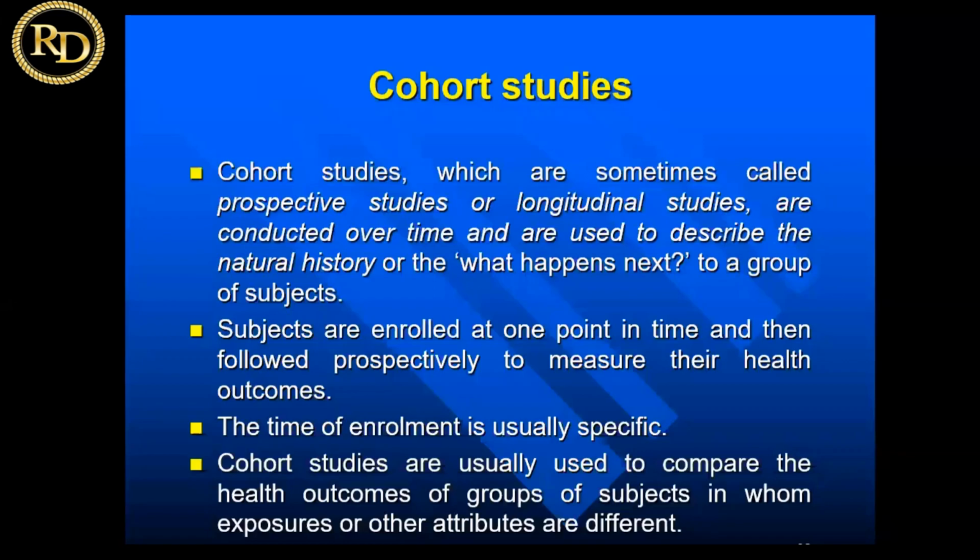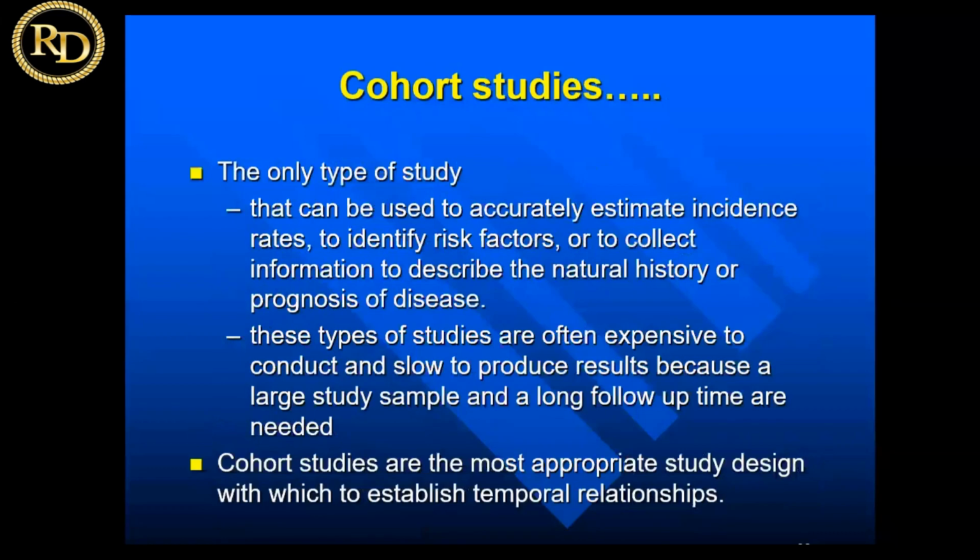Here, the enrollment is usually specific. Cohort studies are usually used to compare the health outcomes of groups of subjects in whom exposures or other attributes are different. It is the only type of study that can accurately estimate incidence rate, the current rate of disease. Disease frequency, or the incidence rate: what is the current incidence? It is used to identify risk factors or to collect information to describe the natural history or progress of disease.